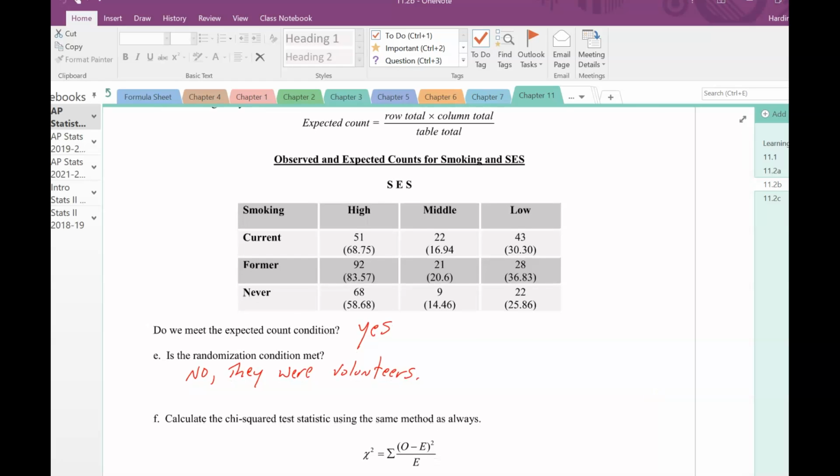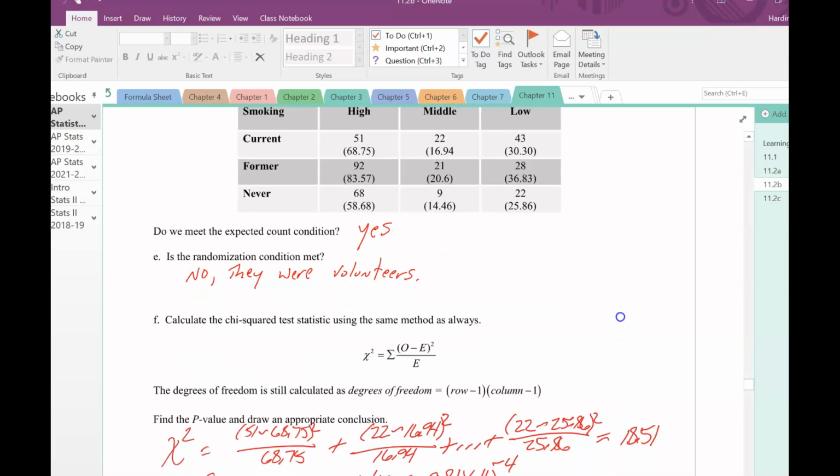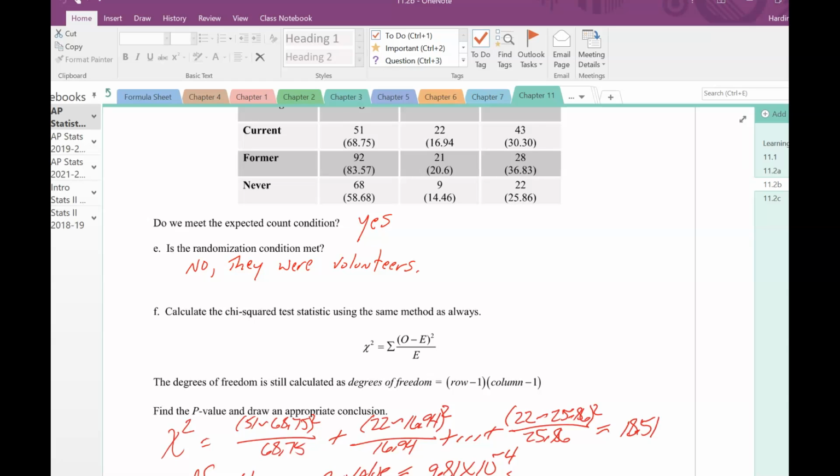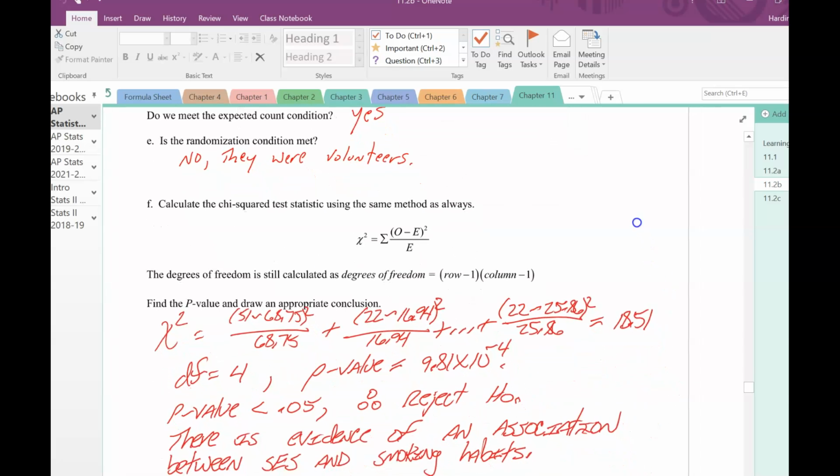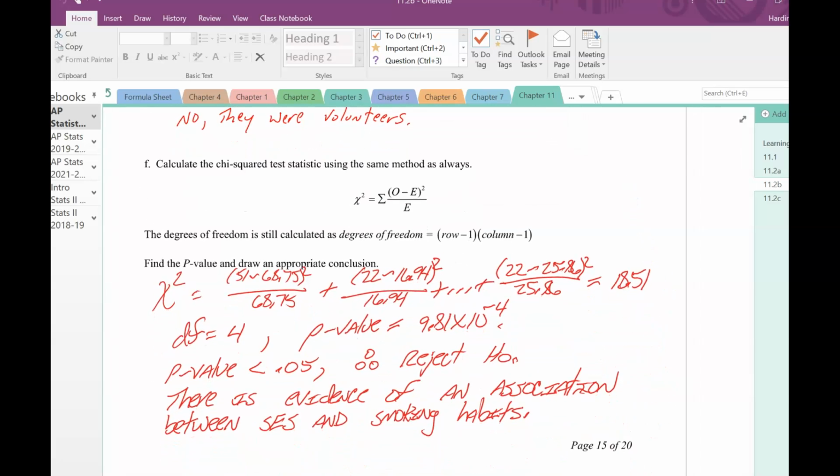But we're going to move ahead with the test and we're going to calculate the chi-squared test statistic the same as always. The degrees of freedom in this case, row minus 1 times column minus 1, 2 times 2 is 4. Sorry about the wavy writing. I'm not sure why it printed into OneNote that way.